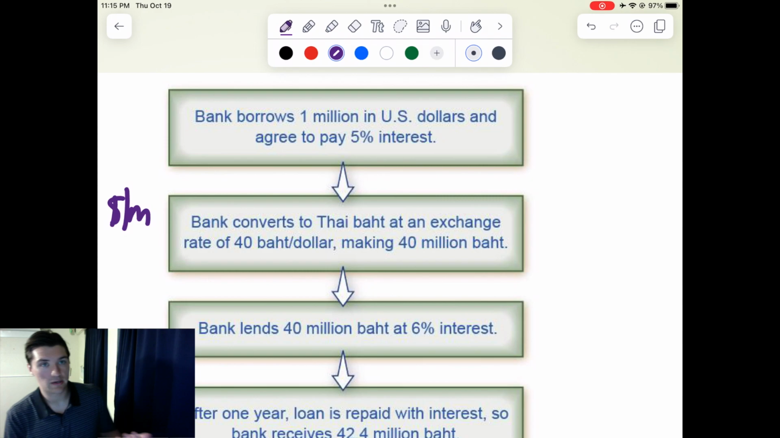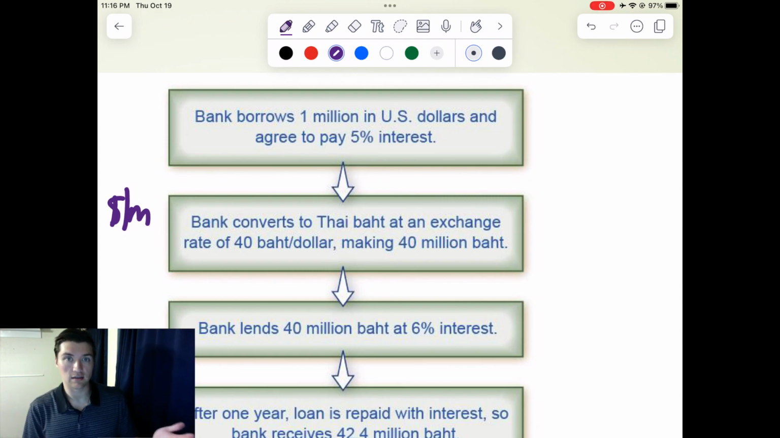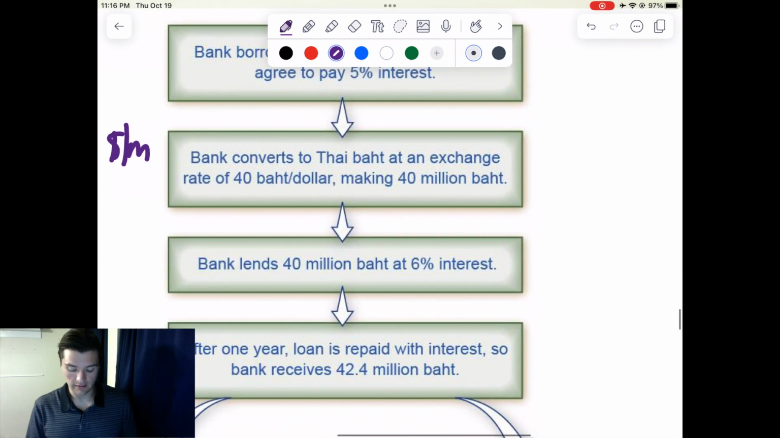Now that the bank has Thai baht, they could start selling investments, or they can start loaning out in Thailand, right? They can start loaning out this money, and they're going to loan it out at 6% interest. Okay, so at the end of the year, the loan has to be repaid with interest. So this bank is going to receive 42.4 million baht.